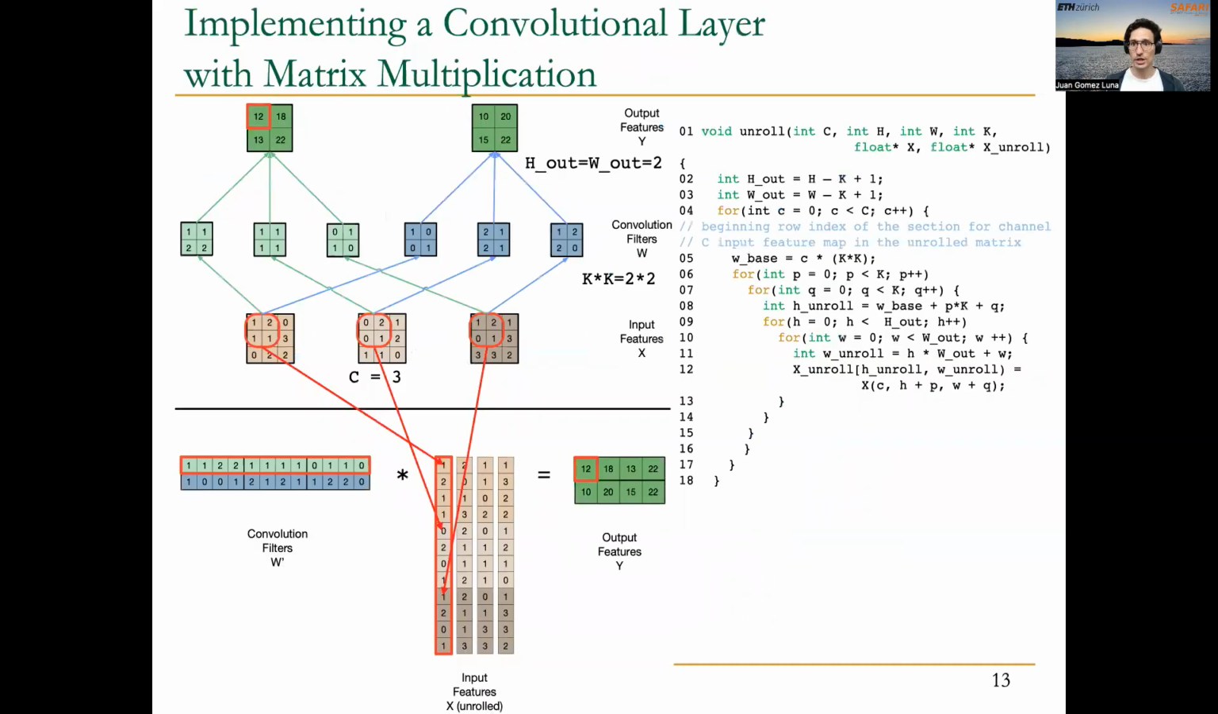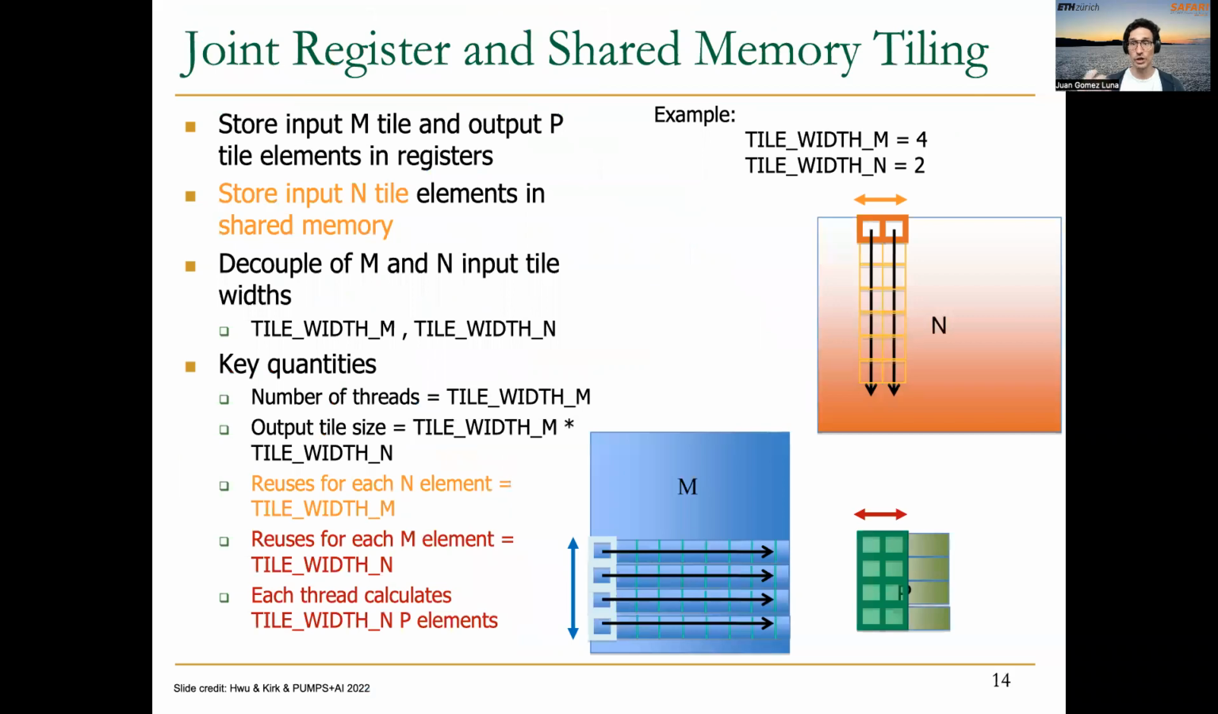The convolutional layers are typically reduced to matrix multiplication that requires unrolling the input feature maps as well as the convolution filters. And this way we can perform a matrix multiplication that is very well optimized for GPUs using techniques such as joint register and shared memory tiling that we introduced in another lecture.